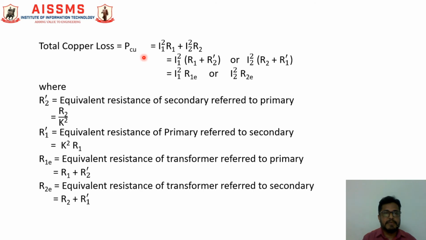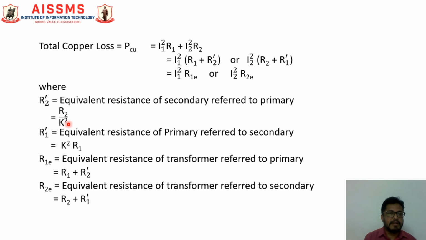Now total copper loss PCU is equal to I1 square R1 plus I2 square R2, that is addition of primary copper loss and secondary copper loss, which is equal to I1 square into R1 plus R2 dash or I2 square into R2 plus R1 dash, which is equal to I1 square into R1E or I2 square into R2E. Now what is the meaning of this R2 dash, R1 dash and R1E and R2E?